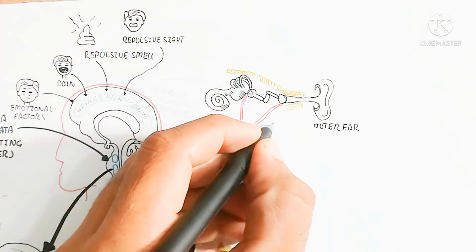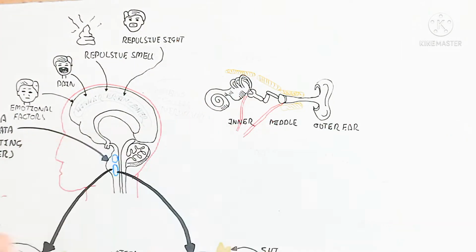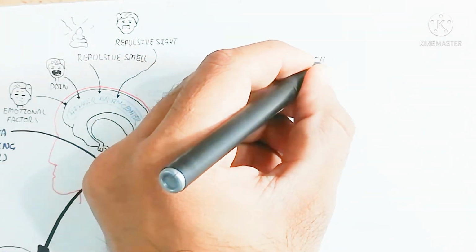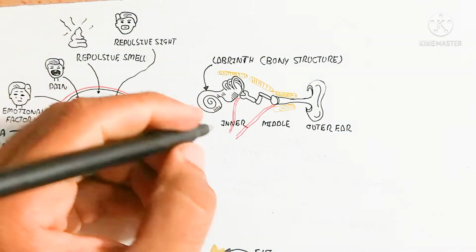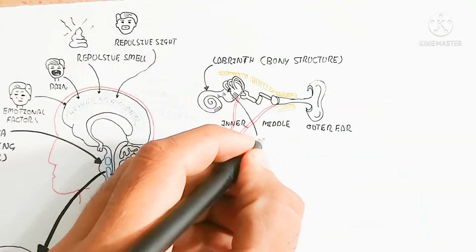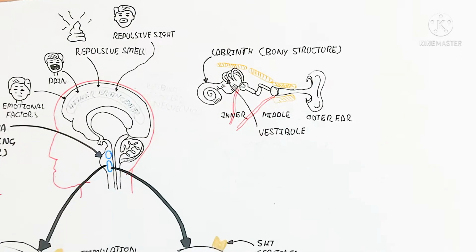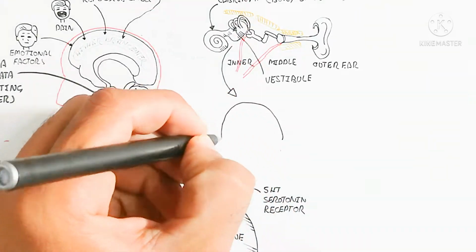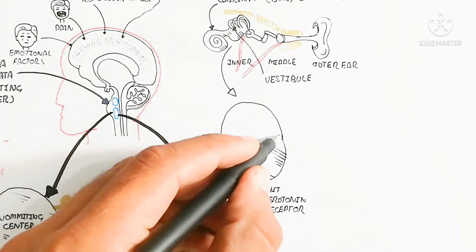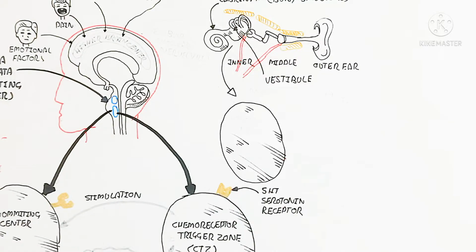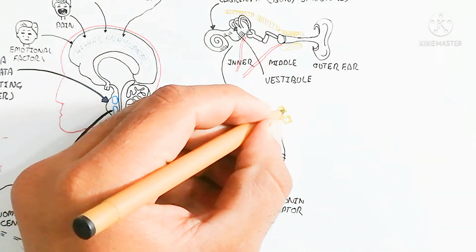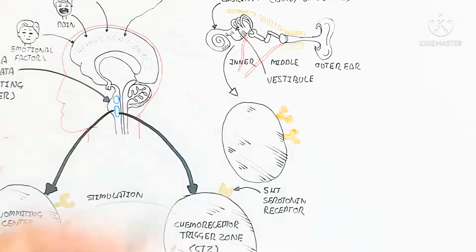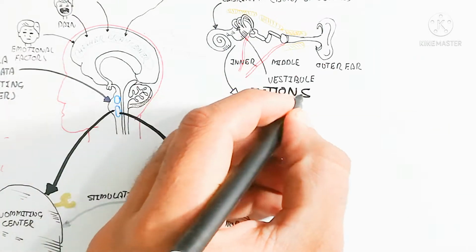Here you can see the ear anatomy: outer ear, middle ear and inner ear. The labyrinth is a bony structure that contains a vestibule. This vestibule is responsible for motion and balance in space. Here is motion sickness: if you are sitting in a car or bus, you can feel imbalance.